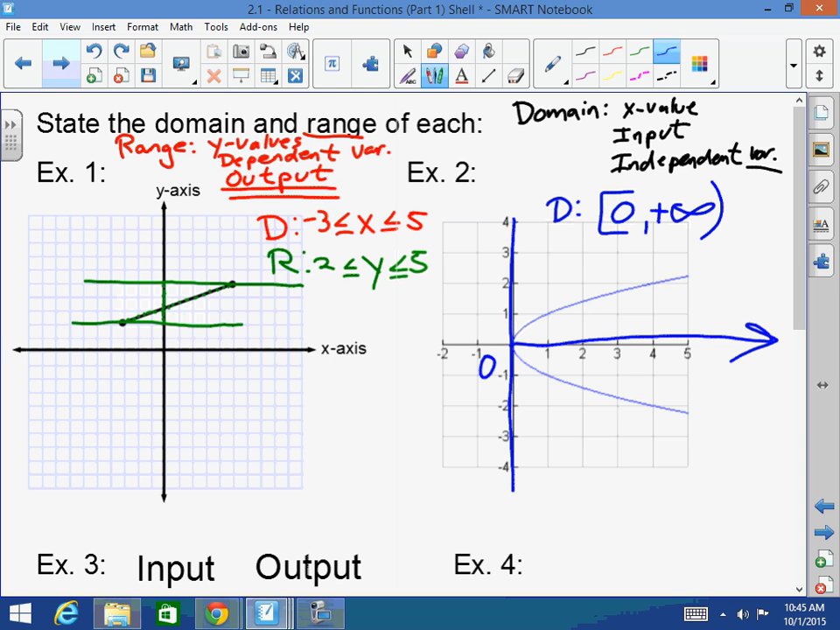And you know what? To be honest with you, I should have written this in interval notation. This would be between -3 and 5. And this would be between 2 and 5. I am going to ask for it in interval notation. You guys can handle it. I know you can. Yes, sir.